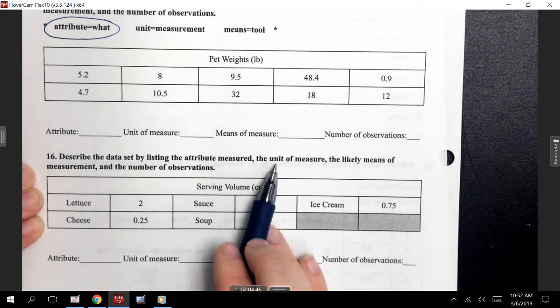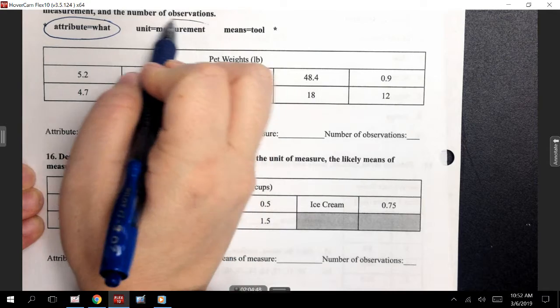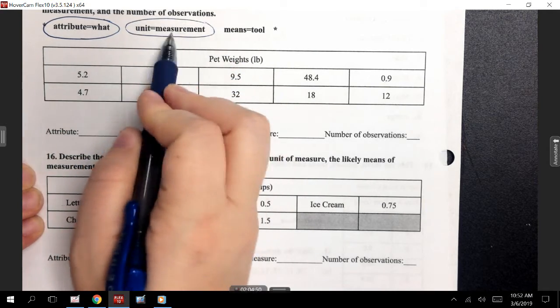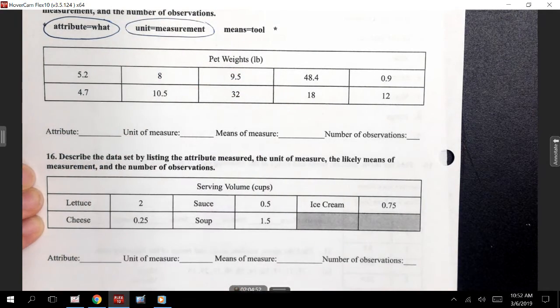Then it says the unit of measure. Look right here. Unit of measure, that's just your measurement. What am I using to measure? Am I using miles? Am I using feet? Am I using ounces?